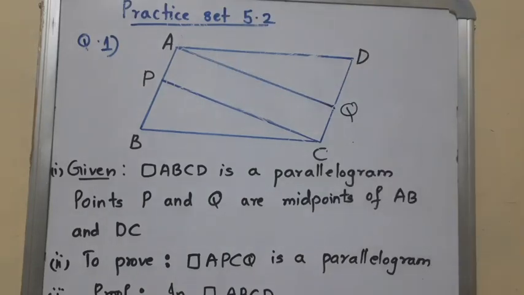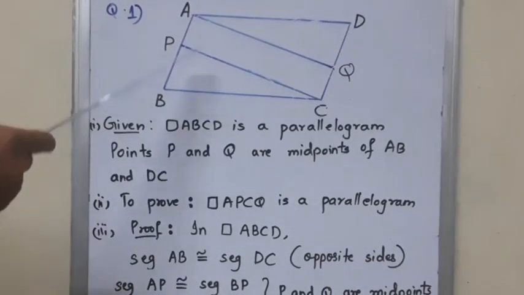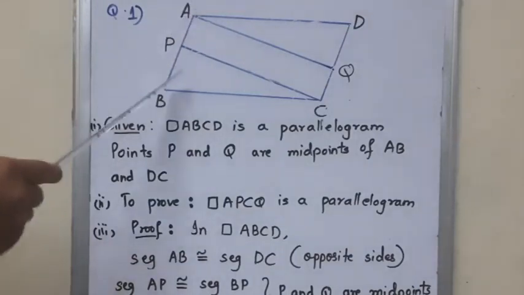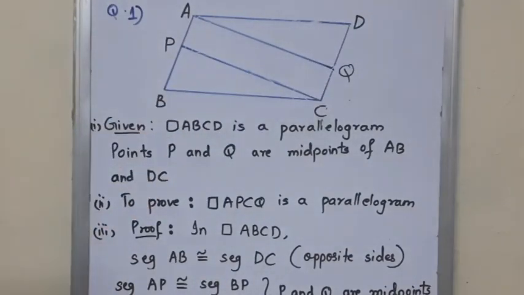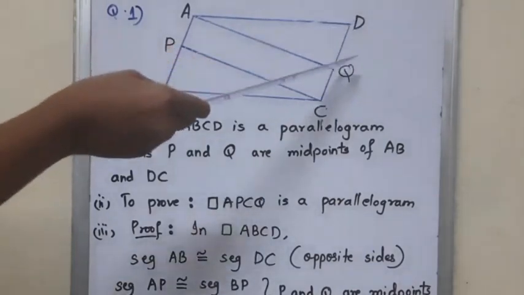In given, we will write: quadrilateral ABCD is a parallelogram. Points P and Q are midpoints of AB and DC. What we have to prove is quadrilateral APCQ is a parallelogram. Coming to proof, in quadrilateral ABCD, segment AB is congruent to segment DC because AB and CD are opposite sides. Now, since P and Q are the midpoints of AB and DC, we can say that AP is congruent to BP, DQ is congruent to CQ.